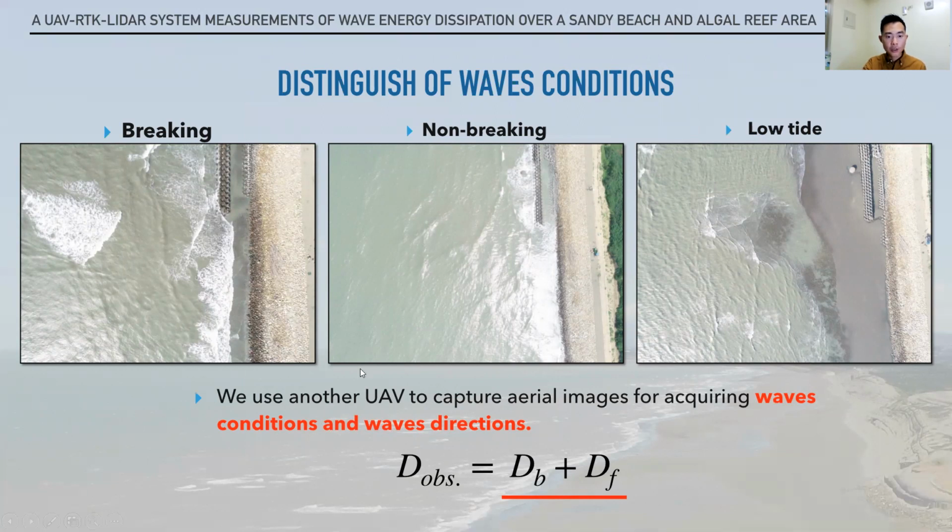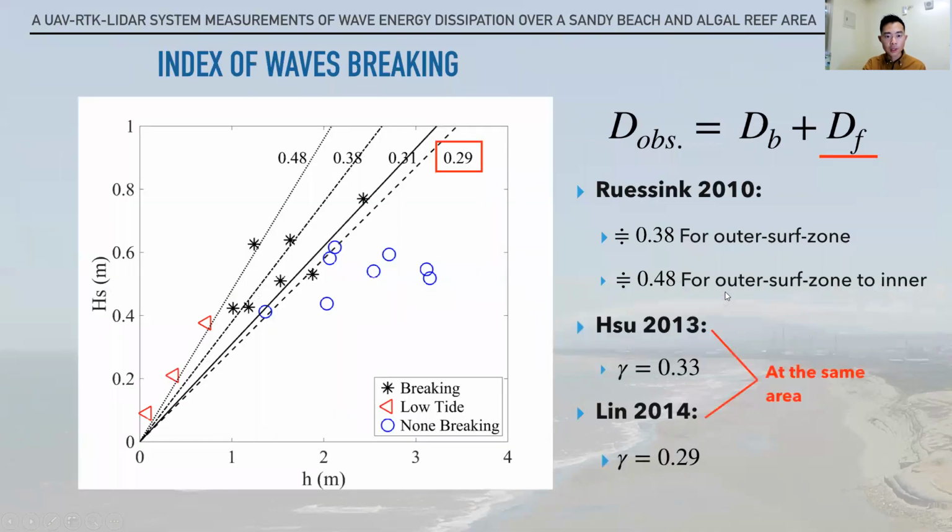So we use another UAV to capture the aerial images of the sea surface condition. These are the breaking condition, non-breaking condition, and low tide condition. The index of the waves breaking on the algal reef area is 0.29.